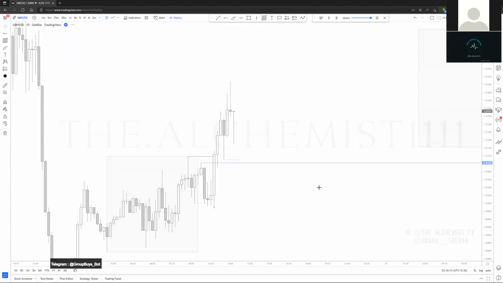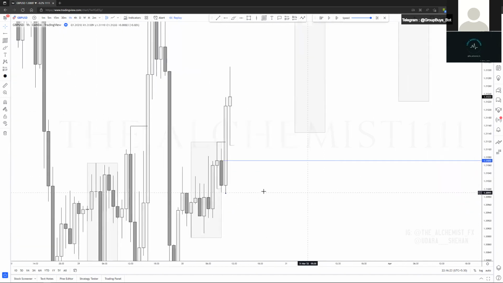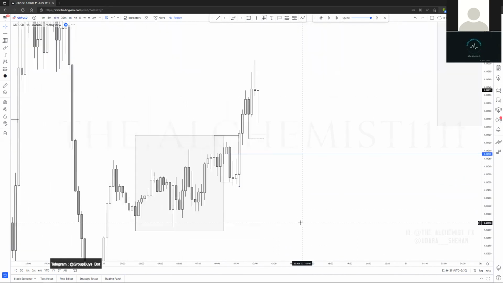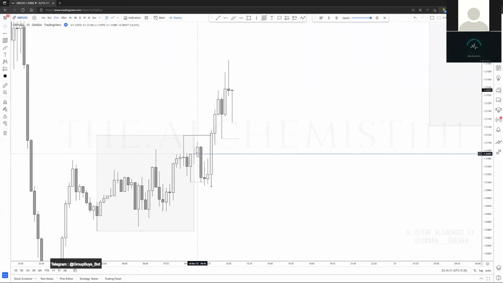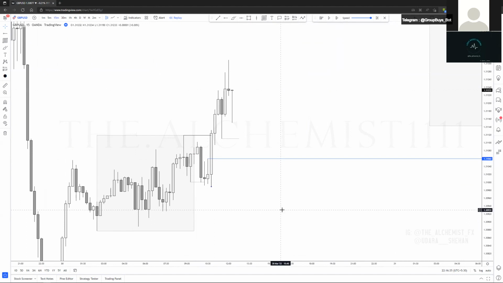So then what we could do is go back into the H1 and take it to the order block itself. You take the body of the higher time frame candle. Now we have the body of the candle in here. And then we could even do a slight refinement into the imbalance.